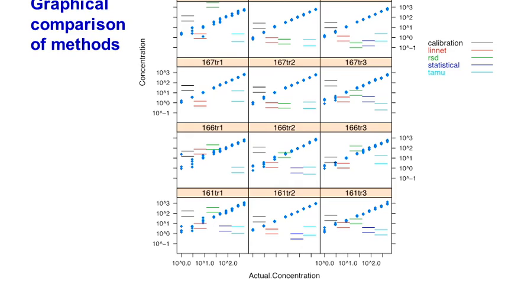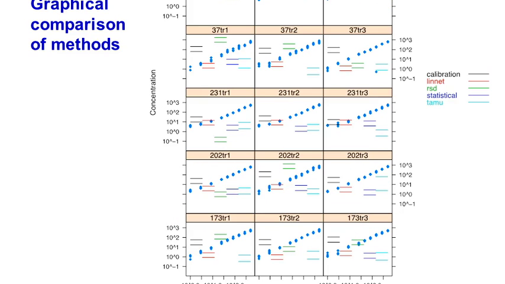And finally, the Texas A&M method actually in some cases results in very high values. So here, for example, in 166, it's quite high, and there are similar examples here. So you can see here it's quite high. For badly behaved peptides like this, there's not much you can do anyway.